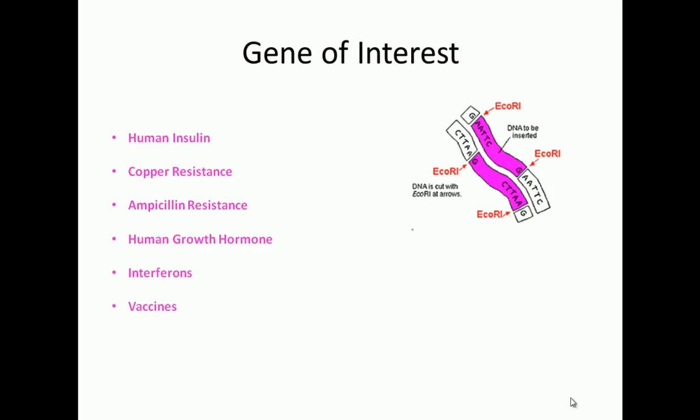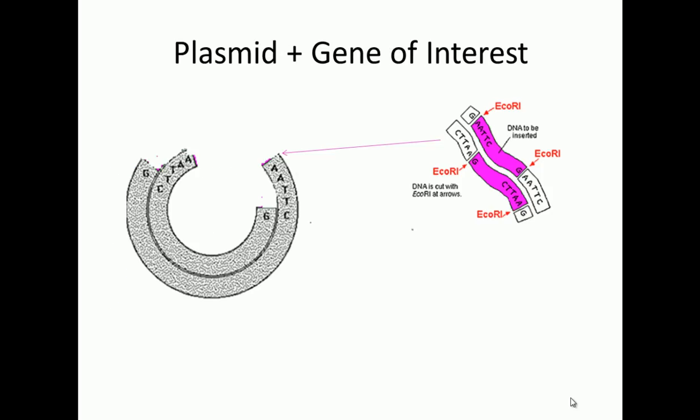We might like to make interferons, the proteins involved in immunity, or even we might like to make some proteins useful for vaccines. So it's really important whenever we find that gene of interest that we cut it with the same restriction enzyme that we've cut the plasmid with. That way we have the same ends, and it's much easier to insert the gene of interest into the plasmid that we have cut.